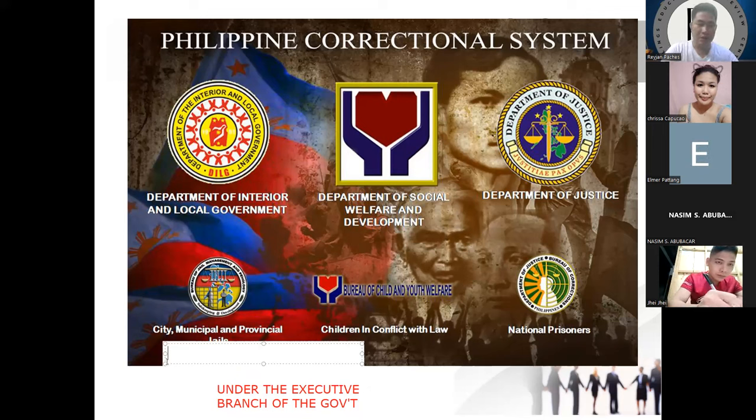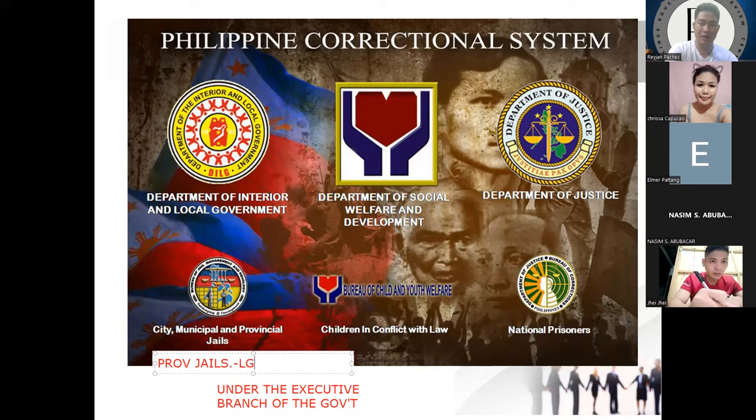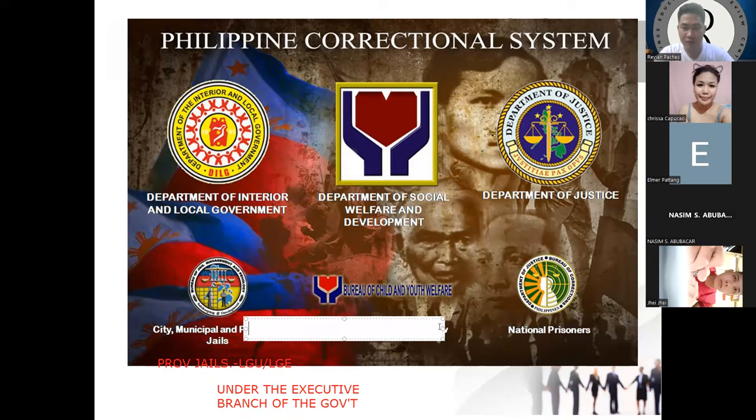Dito natin ilagay sa baba. Ang provincial jails, class, ang in charge dyan ngayon is under the local government unit or the LGU, yung mga local government executives. Ang Bureau of Jail Management and Penology or the BJMP, tandaan ninyo, ang in charge lang niya ay supervision and control over city, municipal, and district jails. Erase natin itong provincial para mas clear tayo. Sulat ninyo dyan.